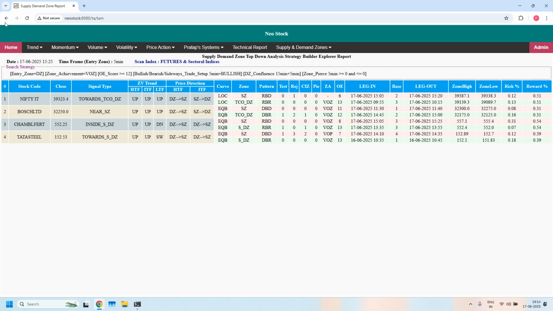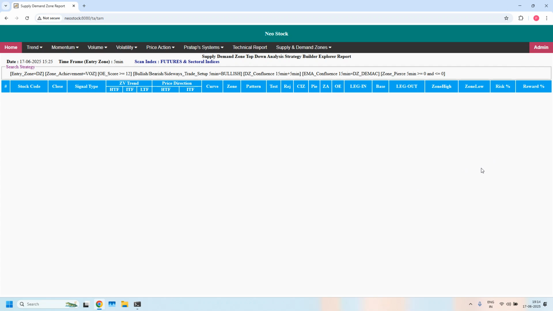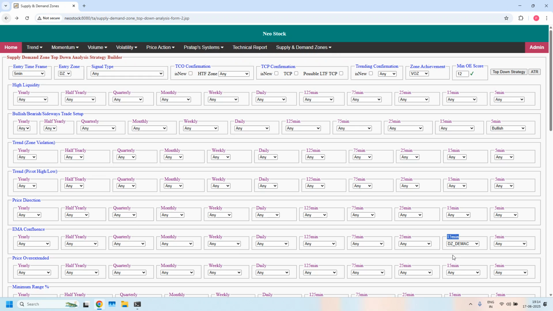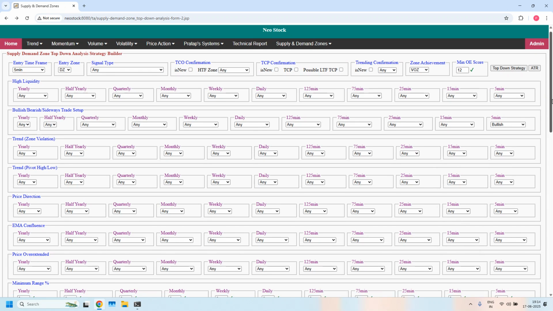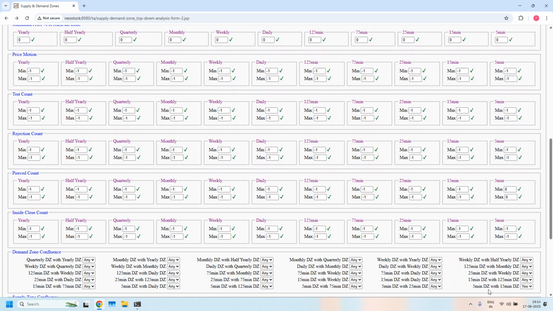Let's verify any 15 minutes demand zone having daily EMA. None of them are having daily EMA. Okay, fine. Let's look into LTF, ITF, HTF demand zone confluence supported stocks. I removed EMA filter. Now 5 minutes, 15 minutes and 75 minutes demand zone confluence supported stocks. First filter already enabled. Next 5 minutes and 75 minutes, 15 minutes and 75 minutes demand zone confluence.